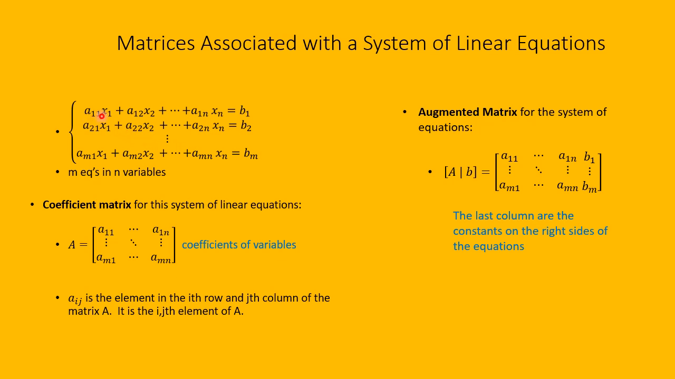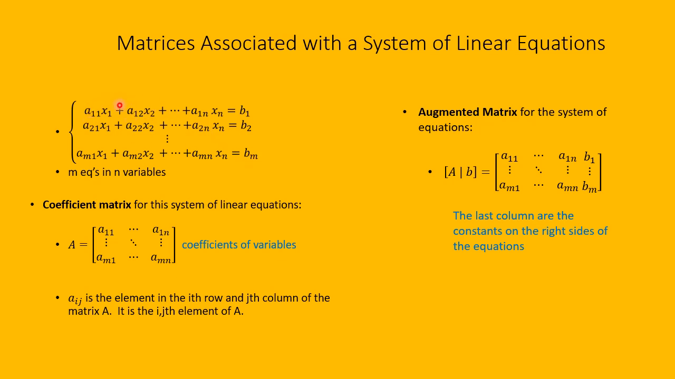a sub 1, 1, x1 plus a sub 1, 2, x2 plus all the way through a sub 1n, x sub n equals b sub 1. And then the next equation, a sub 2, 1, x sub 1 plus a sub 2, 2, x sub 2 plus all the way through a sub 2n, x sub n equals b sub 2. And the final equation, which will be, let's say, our mth equation, we're looking at m equations and n variables here. The last equation, a sub m1, x1 plus a sub m2, x sub 2 plus all the way through a sub mn times x sub n equals b sub n.